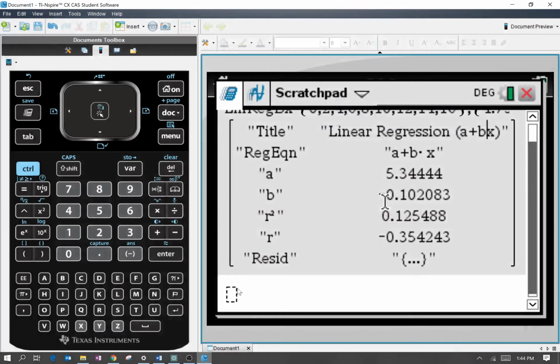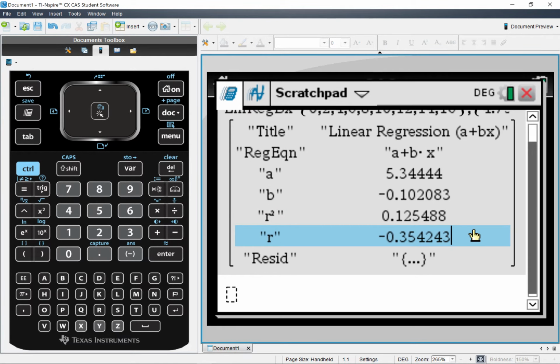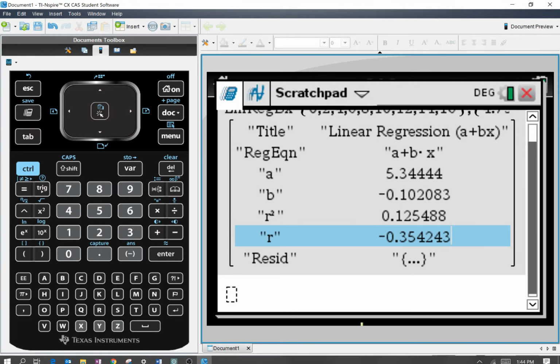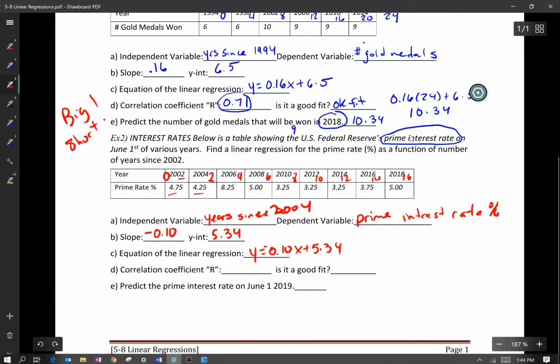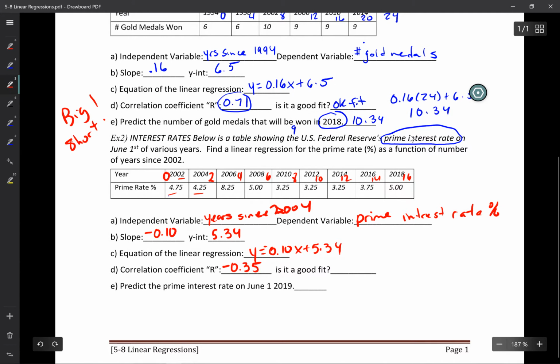Was the R value close to 1 or negative 1? No, it was not even close, right? Remember what we said, if this R value is above 0.85 or negative 0.85, it's a good fit. This is a terrible fit. The correlation coefficient is negative 0.35, right? Is that a good fit? No. What is this saying? Since the correlation coefficient is so close to 0, it's saying that this data does not look like a straight line.